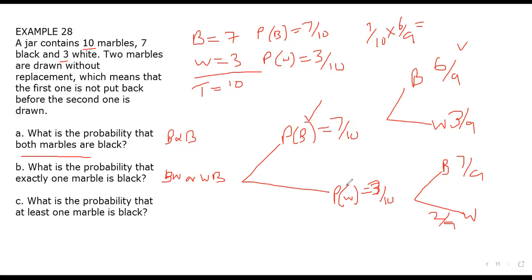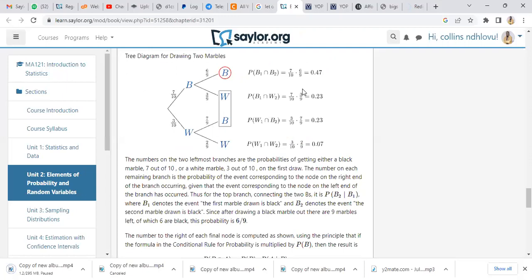Just because of time, I'll explain that again. So here, if 2 marbles are drawn, going black and means multiplying. So the first one is black, the second one is black. So we're going to have 7 out of 10 times 6 out of 10, which is 0.40.